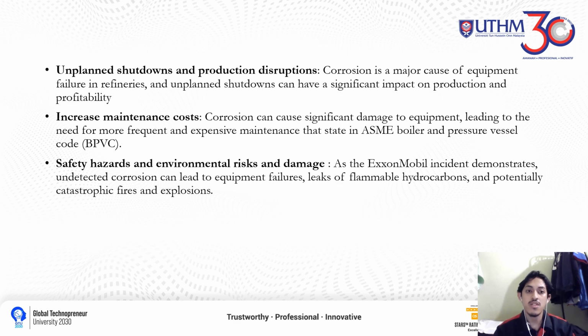The last is safety hazard and environmental risk and damage. As the ExxonMobil incident demonstrated, undetected corrosion can lead to equipment failure, which can leak flammable hydrocarbon and cause potential catastrophic fire and explosion. That's all.